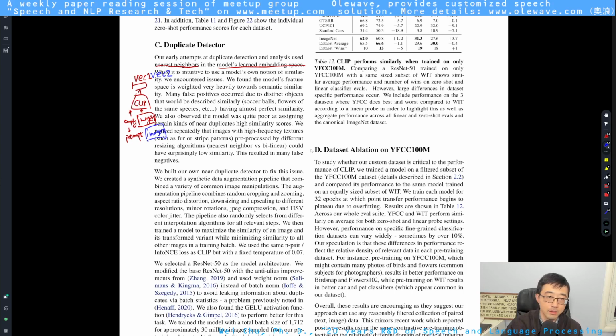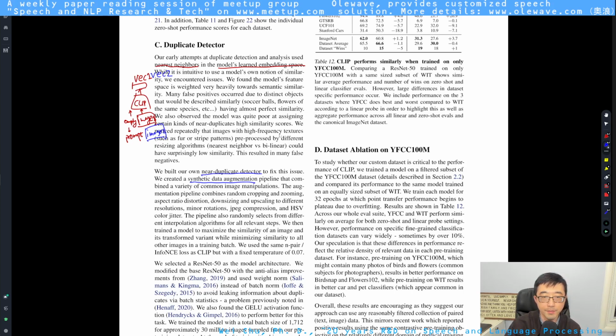In order to reduce the noise and make the detector more robust, they were very smart to build a near duplicate detector which leveraged synthetic data augmentation. How does it work? I think this is not new in computer vision. Also, it's not very new to speech people like me.